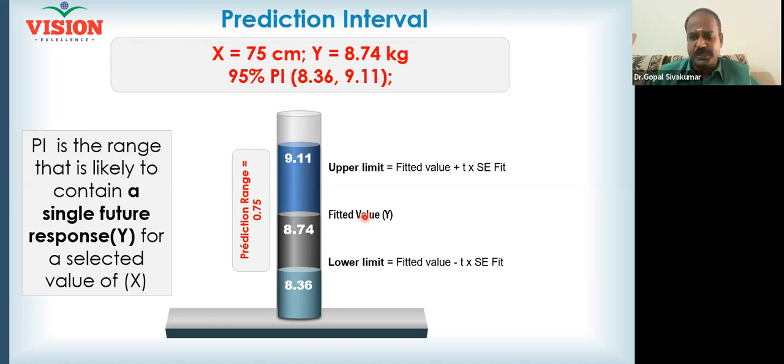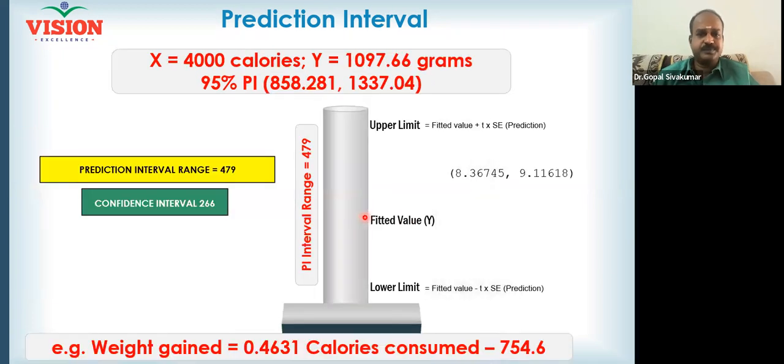Always the prediction interval will be wider than the confidence interval, because the prediction interval should be able to contain the single response, right? Not multiple responses. That's why it is wider. So I think we discussed this enough.